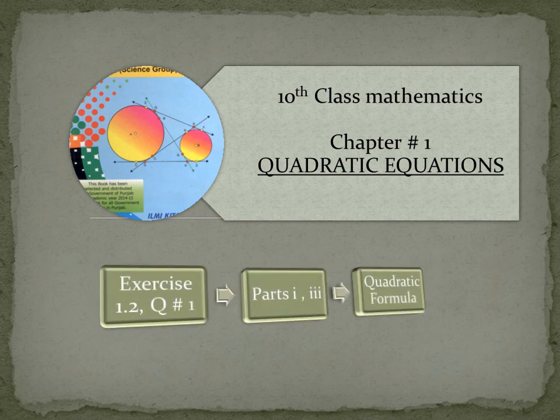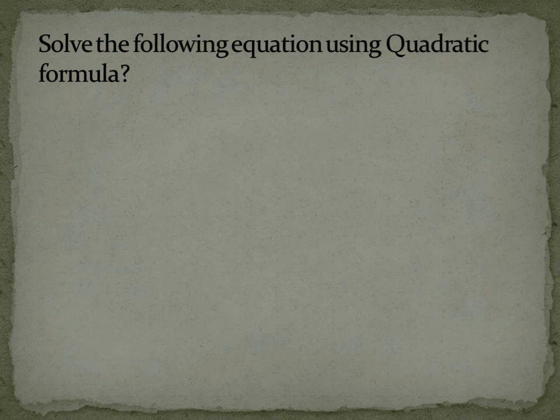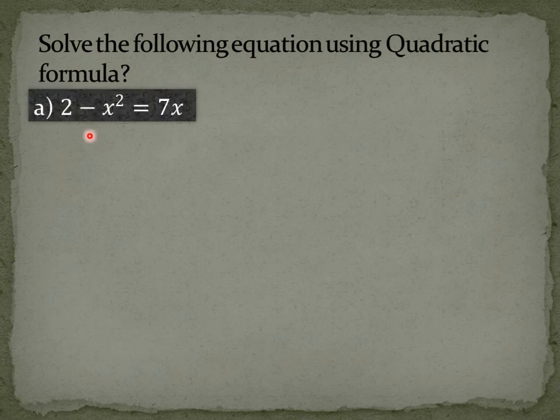In this lecture we will cover exercise 1.2. The parts will be first and third. The question is, solve the following equation using quadratic formula. We have to apply the quadratic formula to the quadratic equations. Our first part is 2 minus x square equals to 7x.